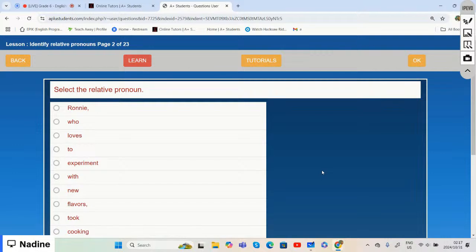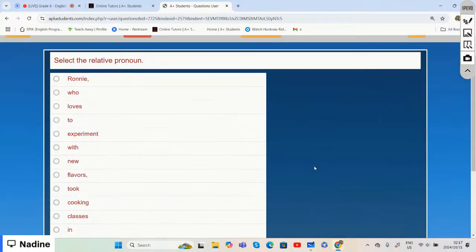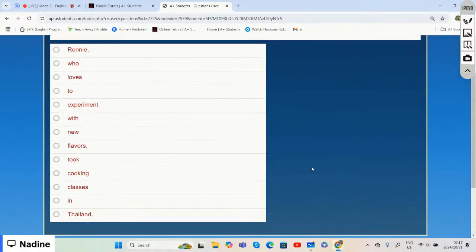We need to select the relative pronoun within the sentence. Ronnie, who loves to experiment with new flavors, took cooking classes in Thailand. What is our relative pronoun within that sentence? Ronnie, who?